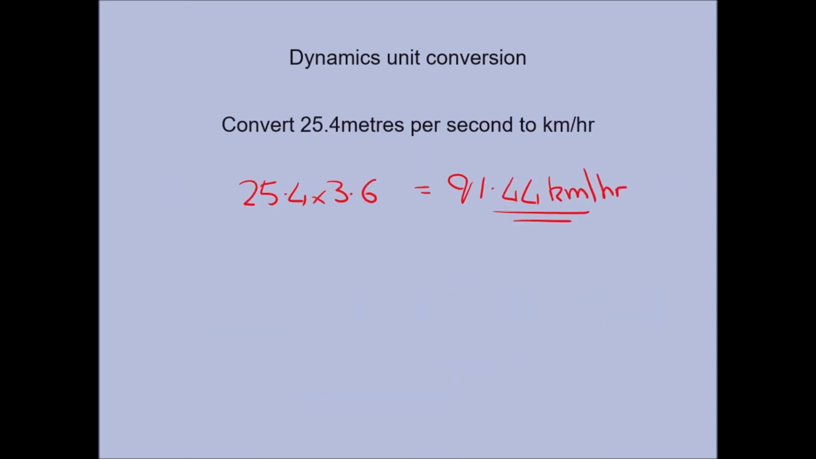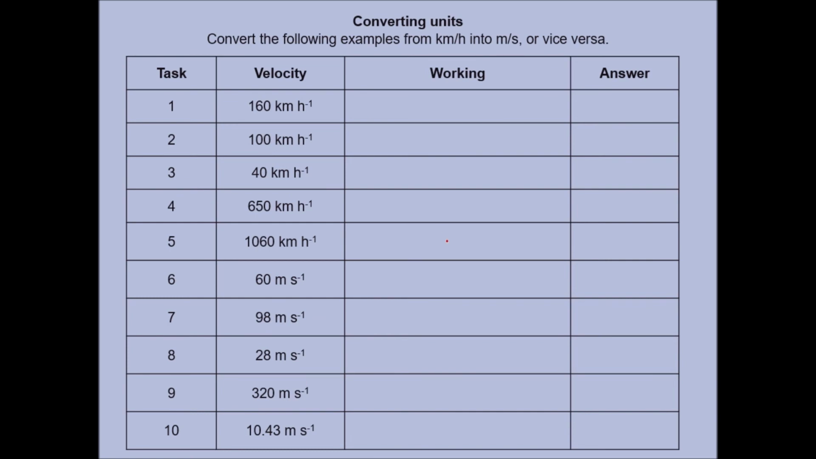Okay, now it's really important that you can get your head around that. So it's really important you have a little go at these questions. Now for the first ones, I'm expecting you to do it longhand. So 160 times 1,000 divided by 3,600, and then you can get your answer. But as you start to build up, you can use a shorthand version. So don't forget, to go from kilometers an hour to meters per second we divide; to go from meters per second to kilometers an hour, we multiply.